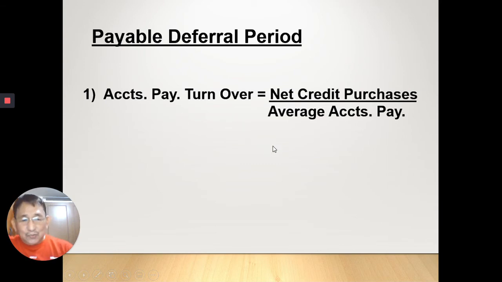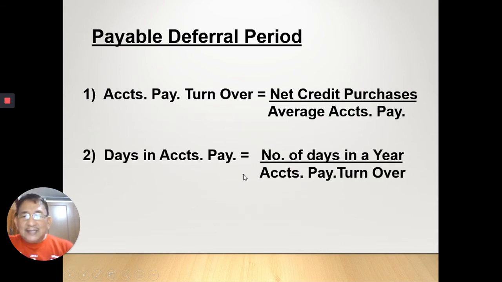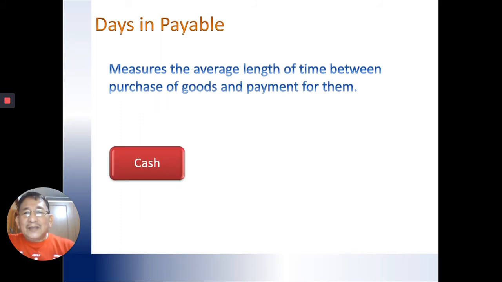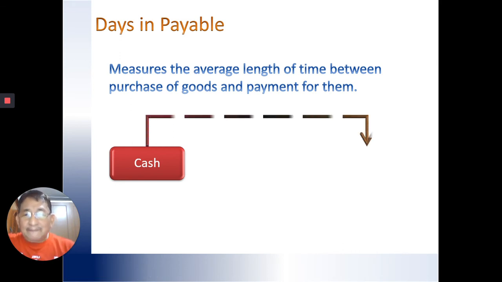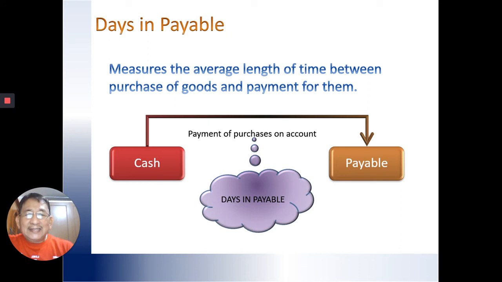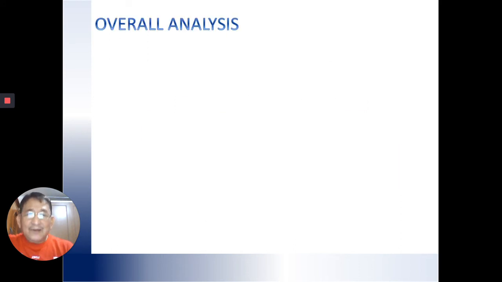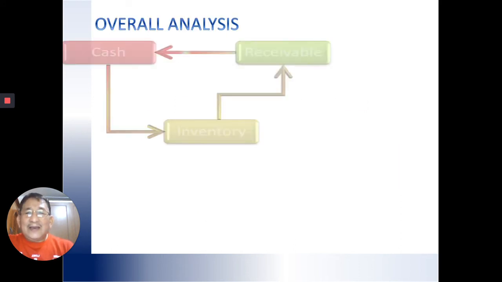And then, paano ang days in accounts payable? Ganun ulit ang computation. Number of days in a year, 360, over yung nakuha mo doon sa number 1. Okay. So, this one now. So, ang days in payable measures the average length of time between purchase of goods and payment for them. So, ang tawag mo doon ay days in payable. Okay. Overall analysis. This one.